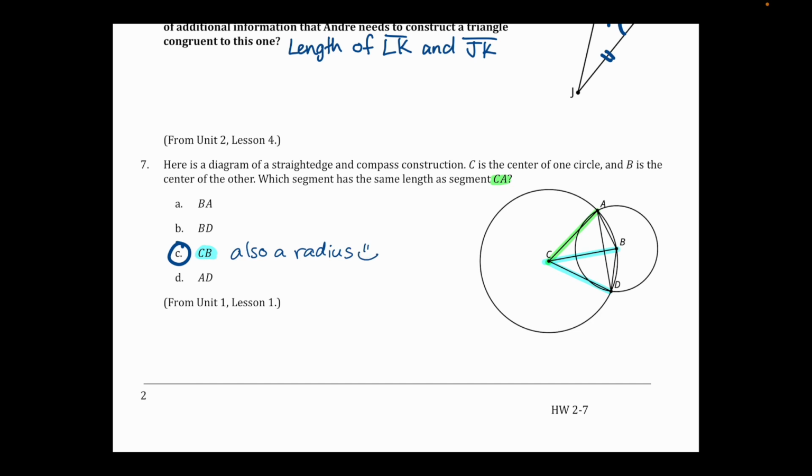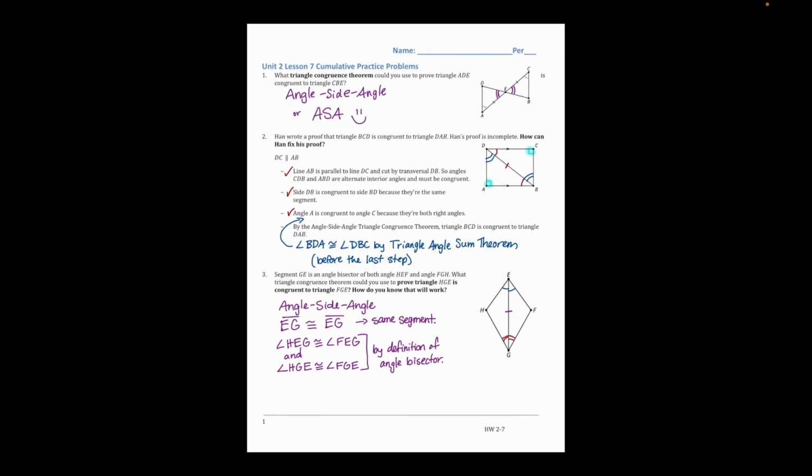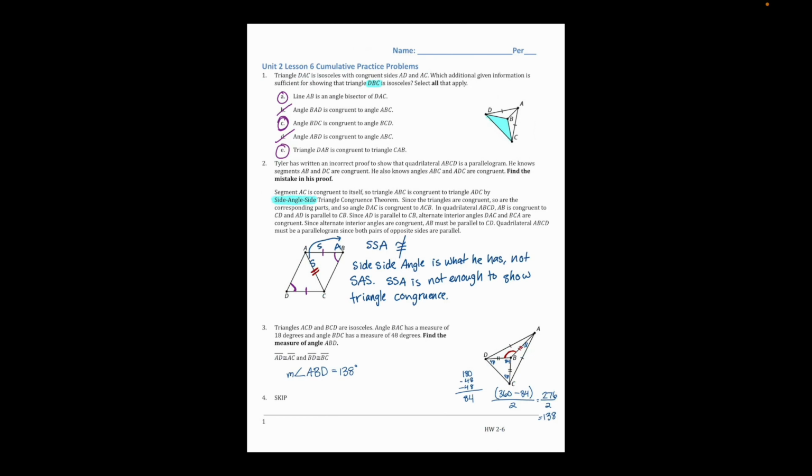And that's why. If you looked at the other lengths, BA, BD, and AD, they would all not quite be the radius of that circle. So this was 2 assignments for one night.